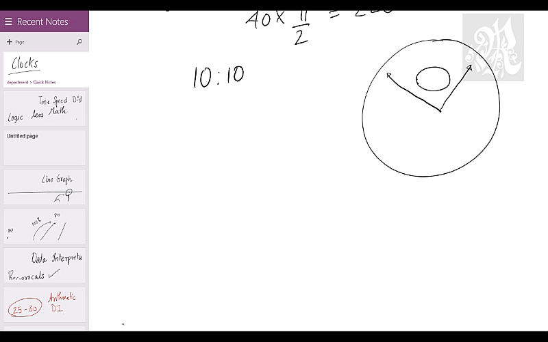What is the angle? All right, what is the angle at 10:10? 10:10. What is the angle? At 10 you have 300.